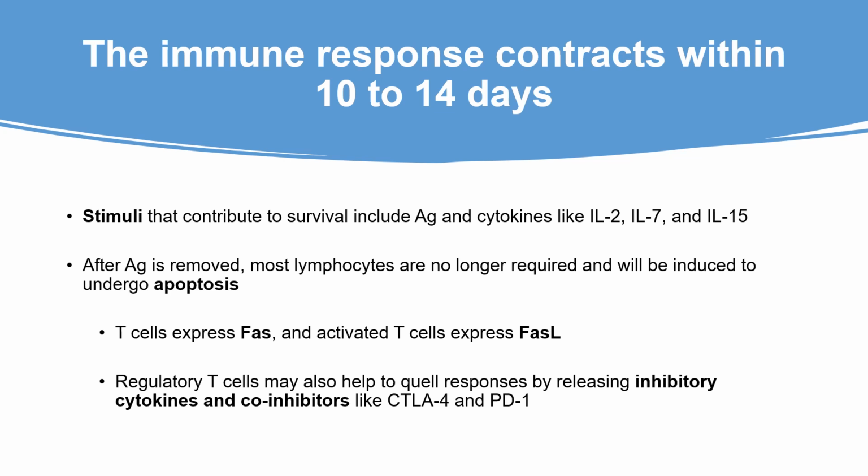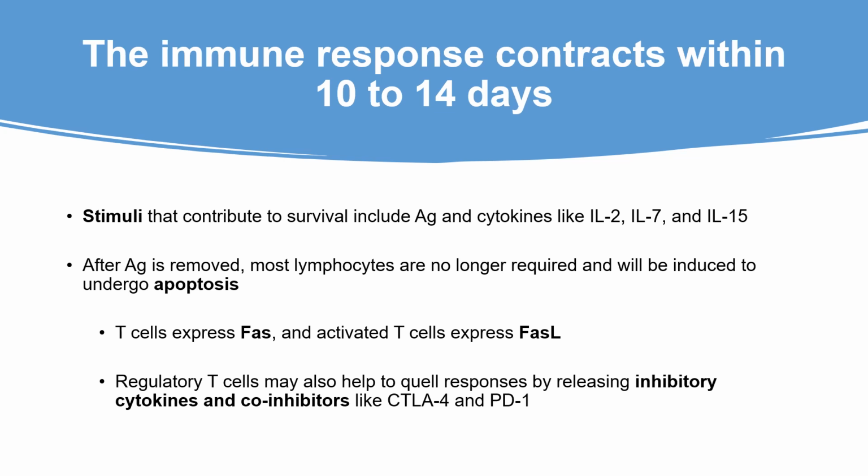After that antigen is removed, once you've cleared the infection, most lymphocytes are no longer required, and so they start to undergo apoptosis. And this is largely driven by T cells targeting other immune cells for apoptosis. The T cells express Fas, and activated T cells express Fas ligand as well. So you can get binding between Fas and Fas ligand, and T cells can kill other T cells.